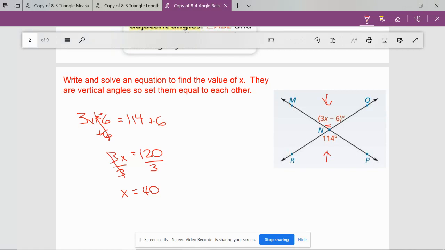So the original question, make sure you read the original question, asks us to find the value of x. So that's what we did. We found the value of x. It doesn't ask us to do anything more with it, but make sure you pay attention in case it does. So make sure you're doing the whole question. For right now, it just asks us to find the value of x. We did that. So our problem is done. That problem is over.